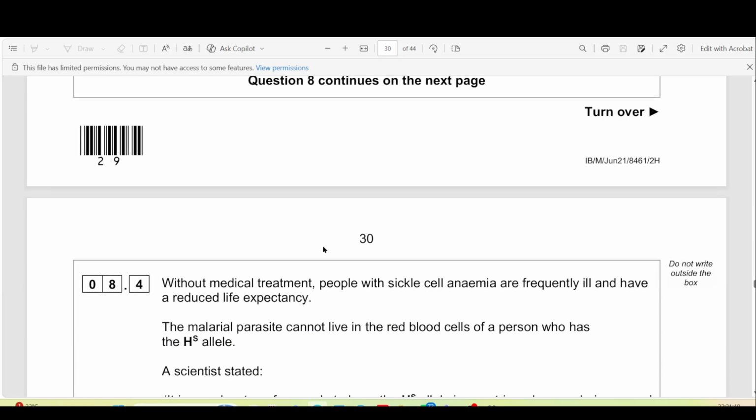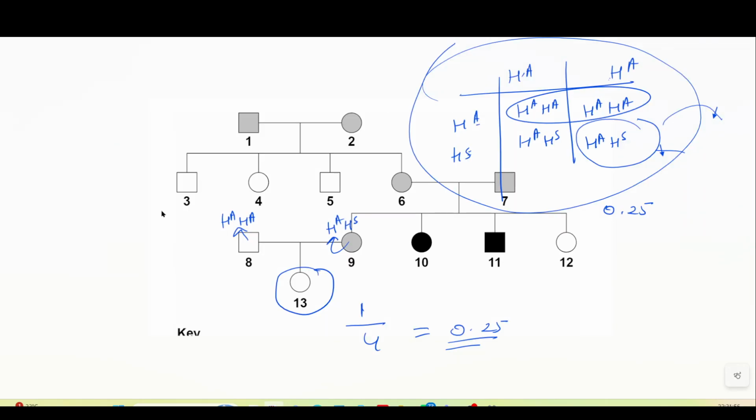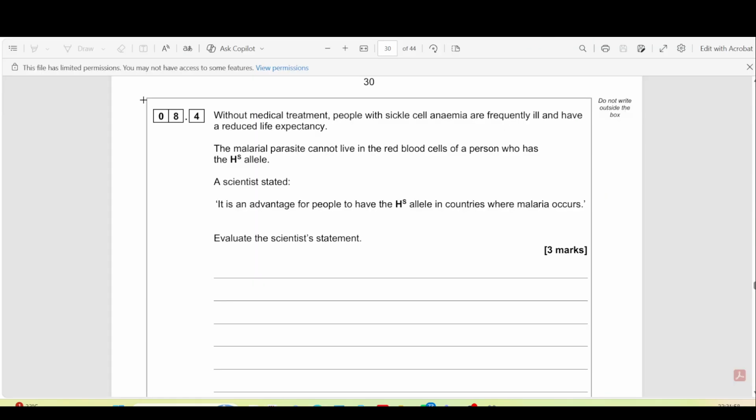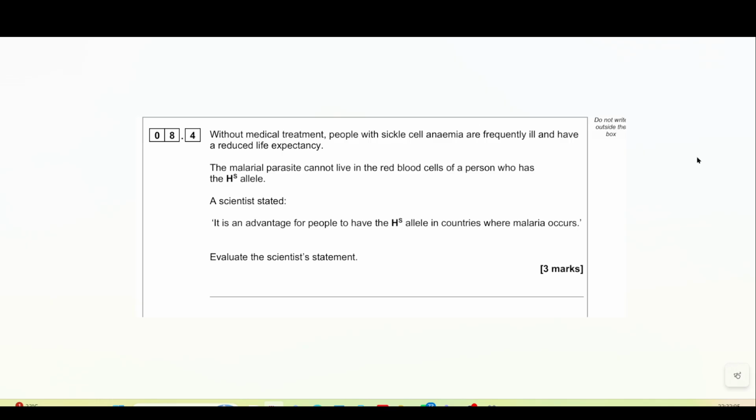Okay, next question 8.4 is here. Without medical treatment, people with sickle cell anemia are frequently ill and have reduced life expectancy. The malarial parasite cannot live in the red blood cells of a person who has the HS allele. A scientist stated it is an advantage for people to have the HS allele in countries where malaria occurs. Evaluate the scientist's statement.